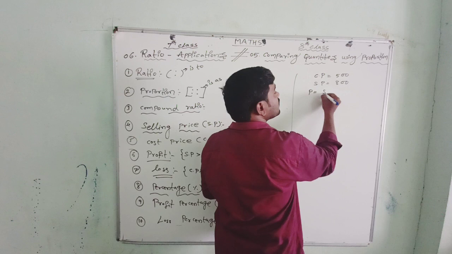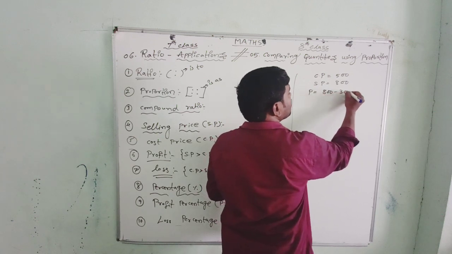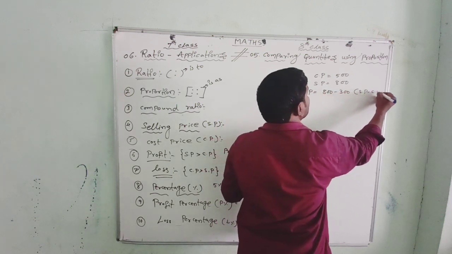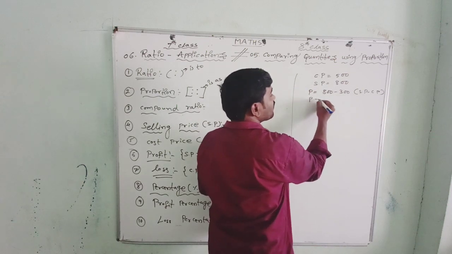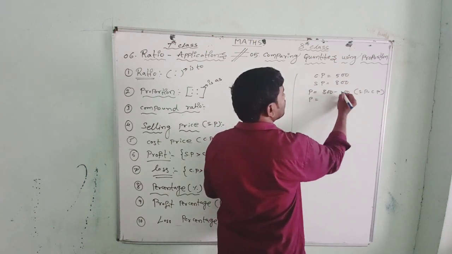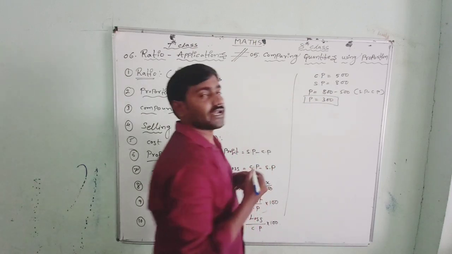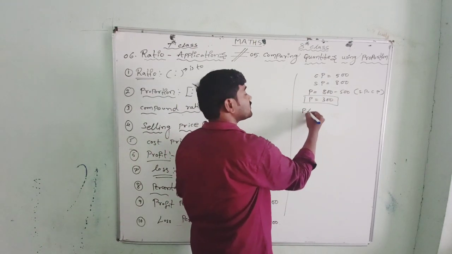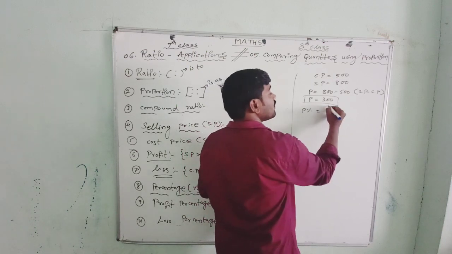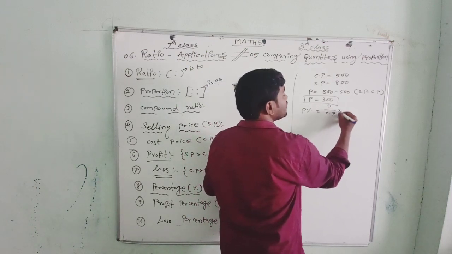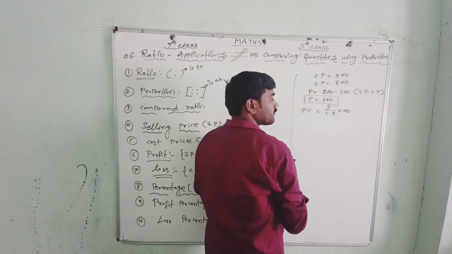See here, selling price minus cost price. Then you will get a profit of 300 rupees. Then how to find out the profit percentage? Profit percentage is equal to profit by cost price into 100.